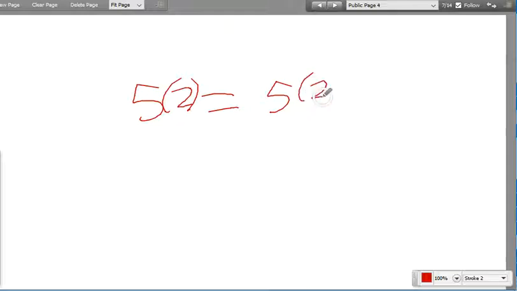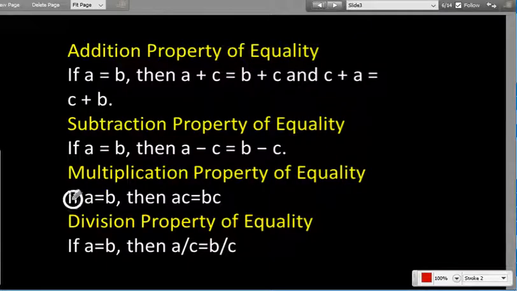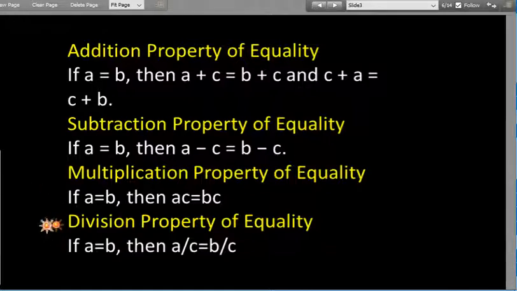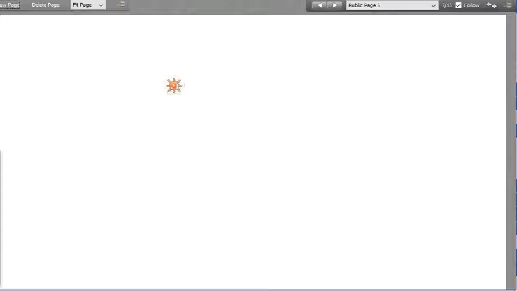We also have to times the right side by 2 to keep this equation equal. Okay, so whatever you do on one side of the equation, you have to do the exact same thing to the other side. And then the last one, the division property of equality, says that if we have an equation where one side is equal to the other side, as long as we divide both sides by the same thing, it keeps the equation equal.